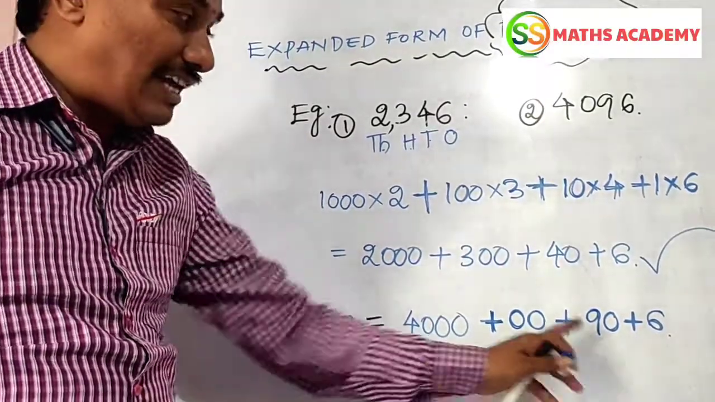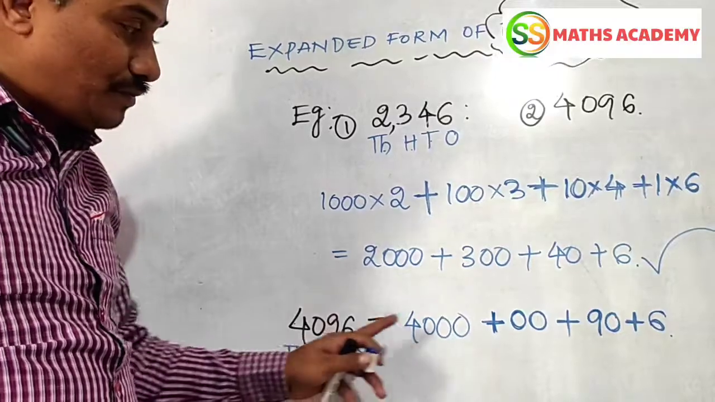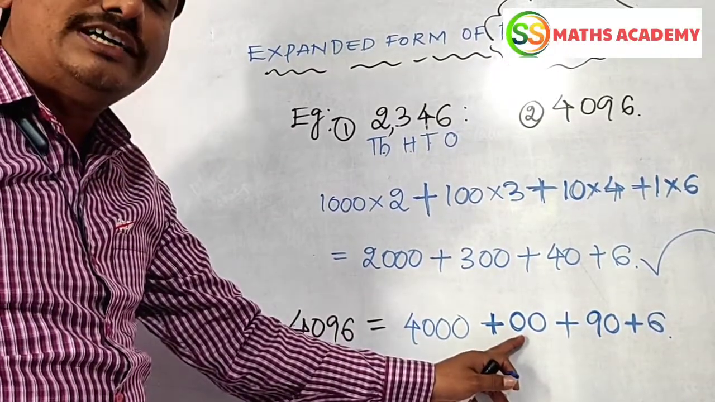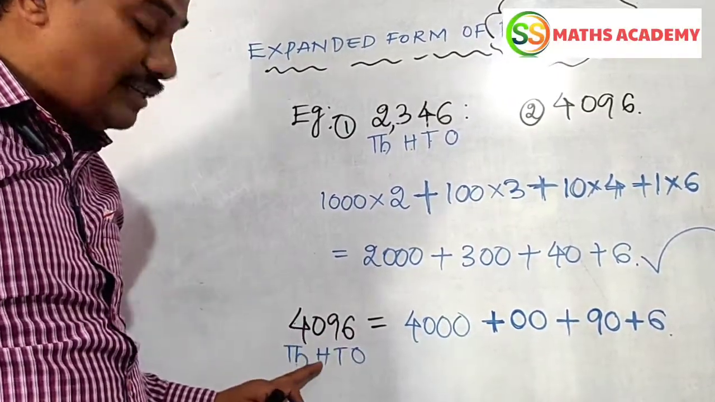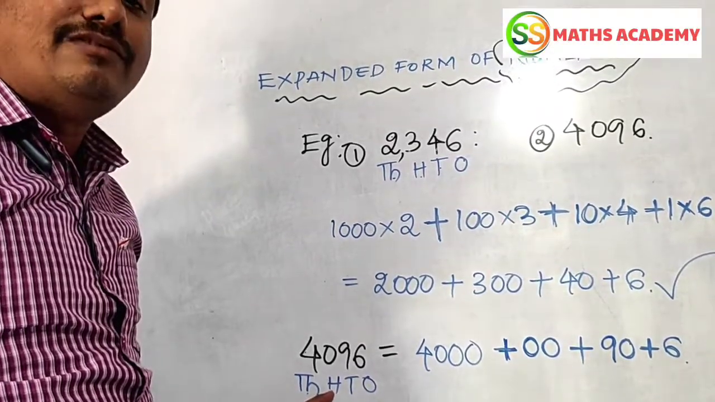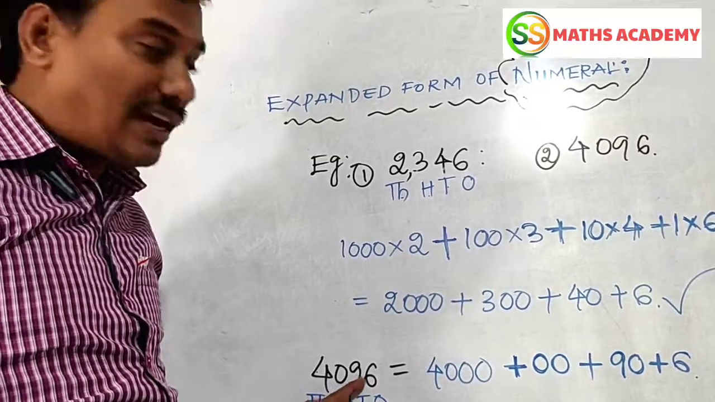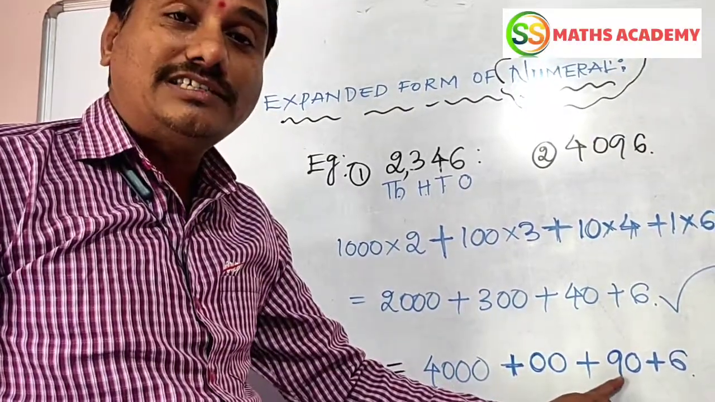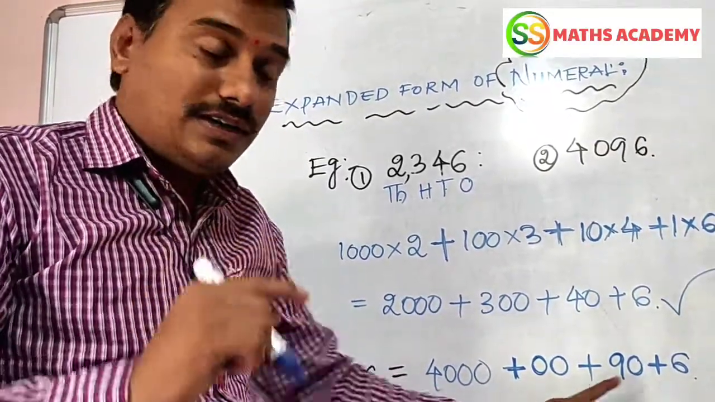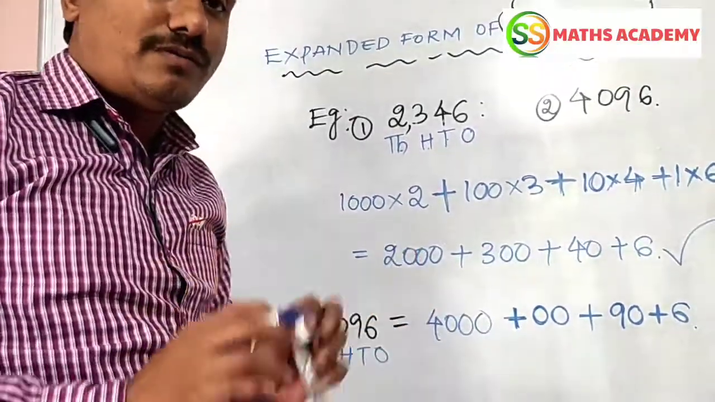4096 expand form is like this. Here 0 will come, you have to keep 2 zeros. Why should I take 2 zeros? The 0 comes under 100. 100 has how many zeros? 2 zeros. Suppose 0 comes in the place of 9, you can take 1 zero, because 10 has 1 zero only. This is also very important in the expand form of a number.